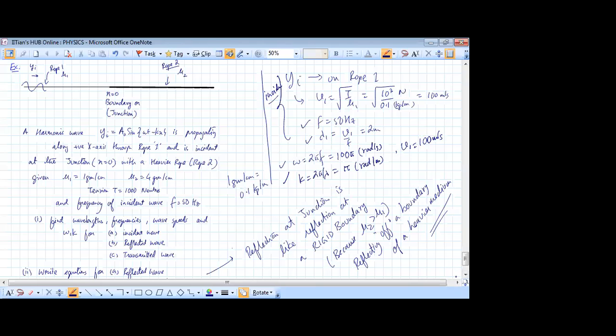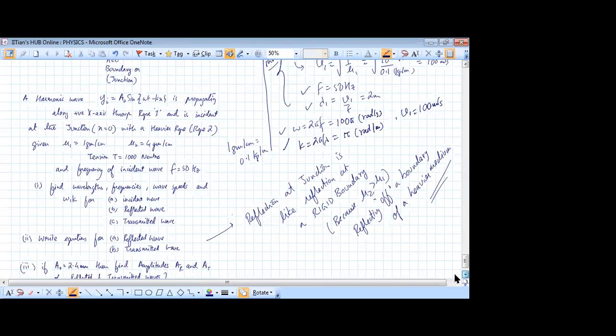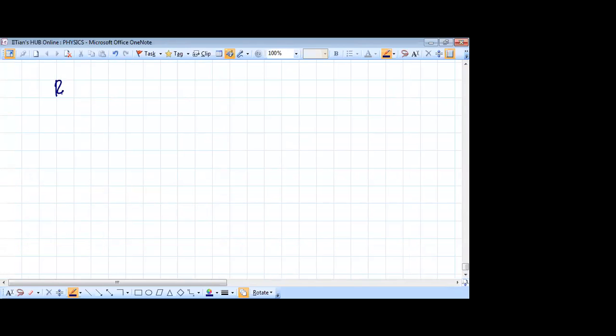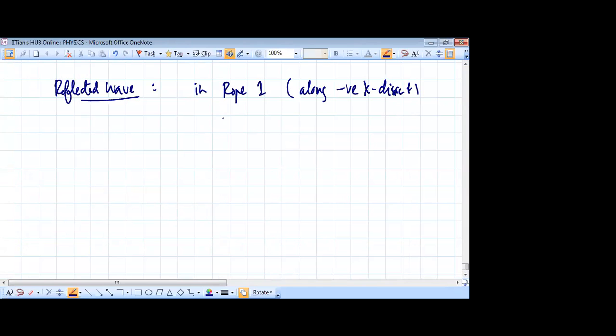Now, similarly, we'll discuss for the other two waves involved over here. Similarly, for the reflected wave, the reflected wave is also part in which string? It's in rho 1, but along negative x direction. So the reflected wave will also have the same frequency. So that is 50 hertz.